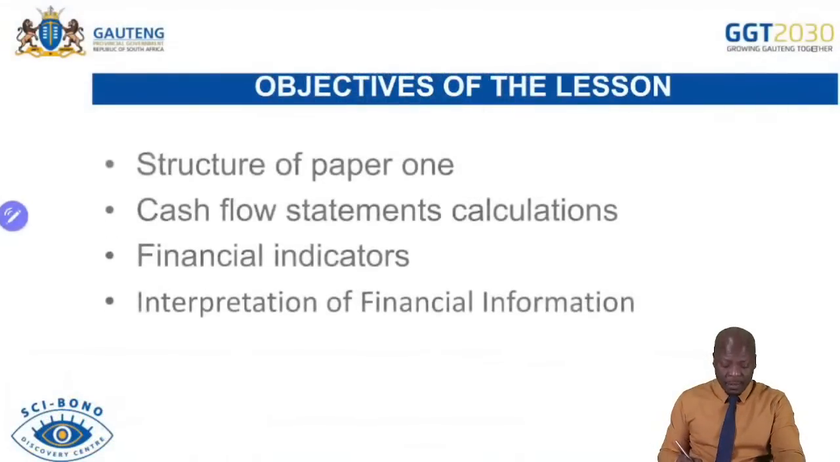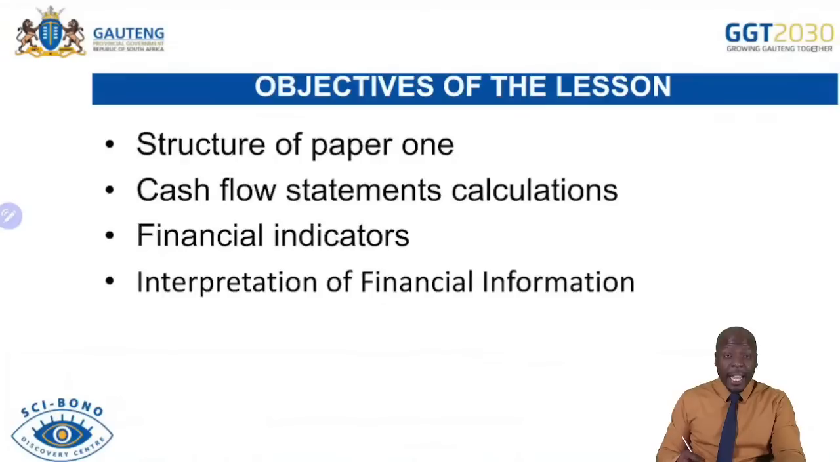Here are my objectives for today's lesson. I am going to look at the structure of Paper 1, and I'm also going to look at the cash flow statement calculations. I will look at financial indicators, and today we're going to interpret some financial information.